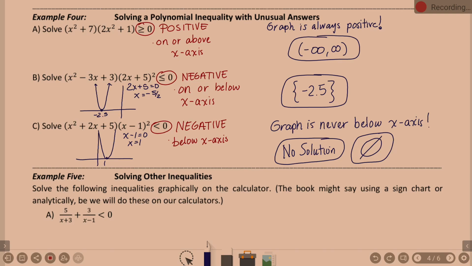Okay. So those were just some unusuals where everything was above or below the x-axis. You had to decide how to answer there. As you start looking at the bottom section, it specifically says solve graphically on the calculator. In my notes here, solve the following inequalities graphically on the calculator. The book might say using a sign chart analytically, but we're going to do these on our calculator here.